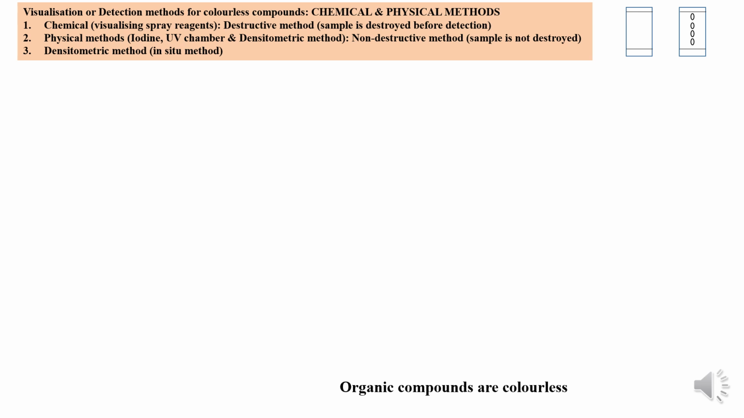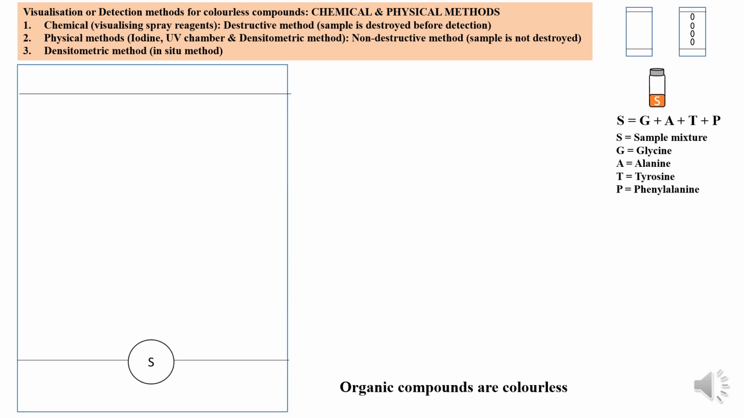Let me begin with the first method, that is the chemical method that employs the visualizing spray reagents. Let's say we are given a sample mixture S. Now the sample mixture is abbreviated as S, glycine is abbreviated as G, alanine is abbreviated as A, tyrosine as T, phenylalanine as P. So we are trying to separate the given sample mixture into individual components by employing the TLC technique.